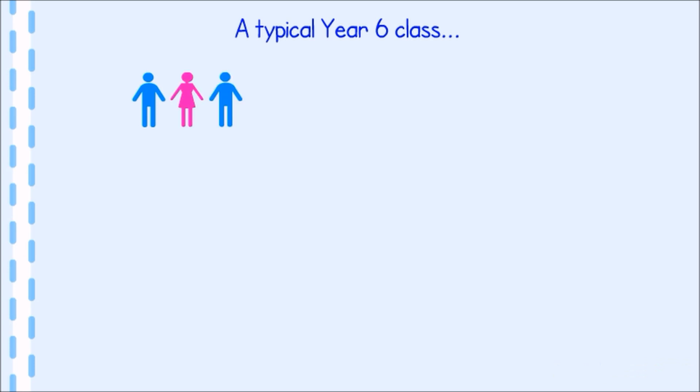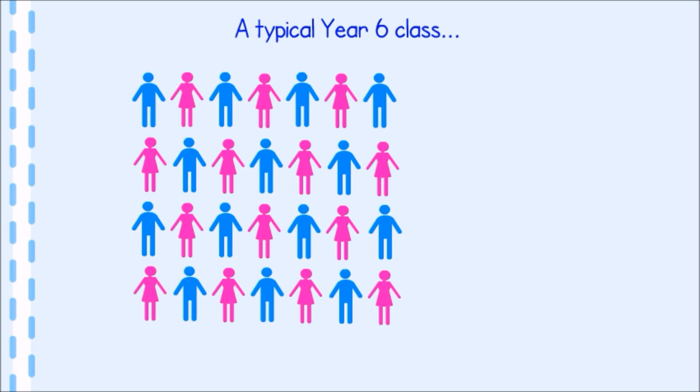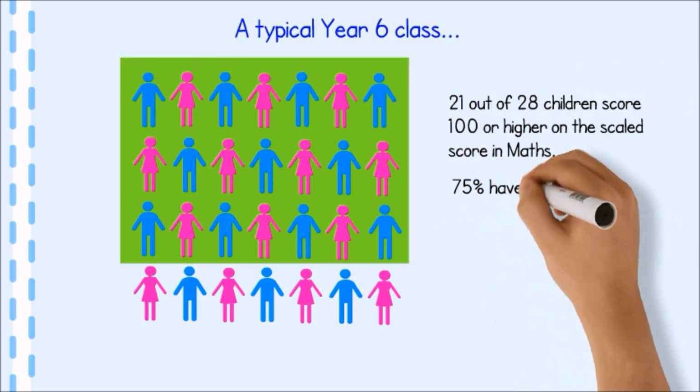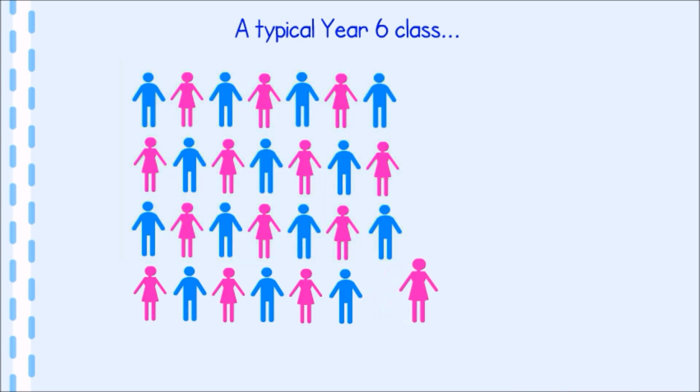Imagine the pupils in a typical Year 6 class. If 21 out of 28 children reach at least 100 on the test, then 75% of your children have met the expected standard. But for progress, we need to look at individuals.